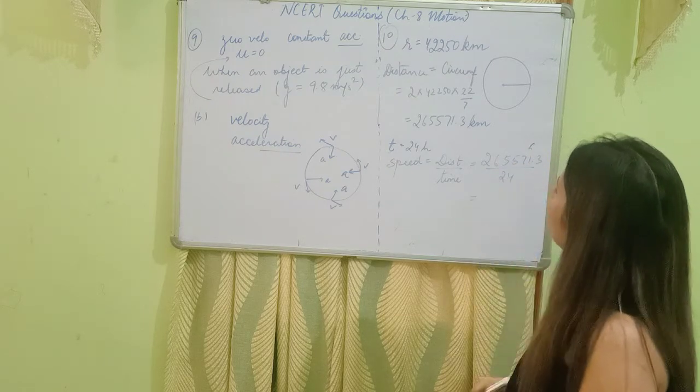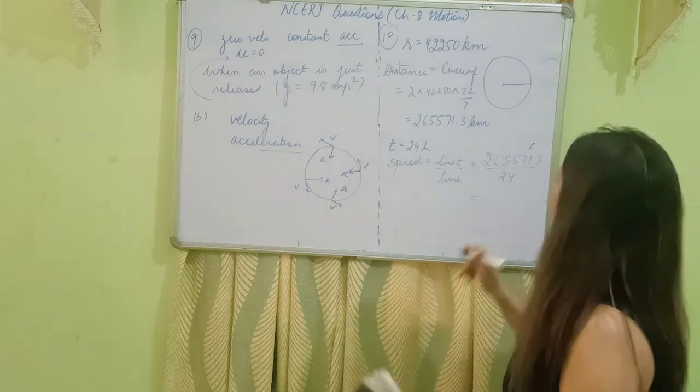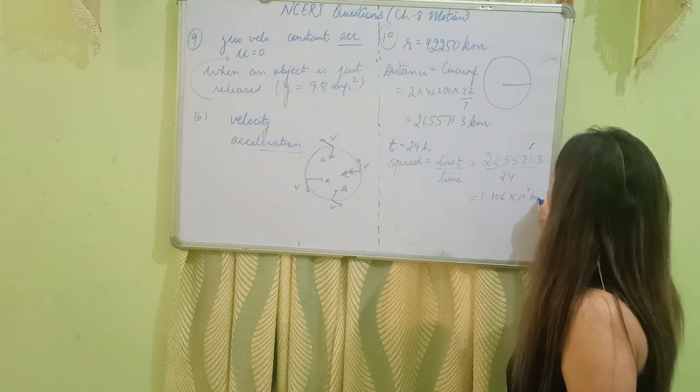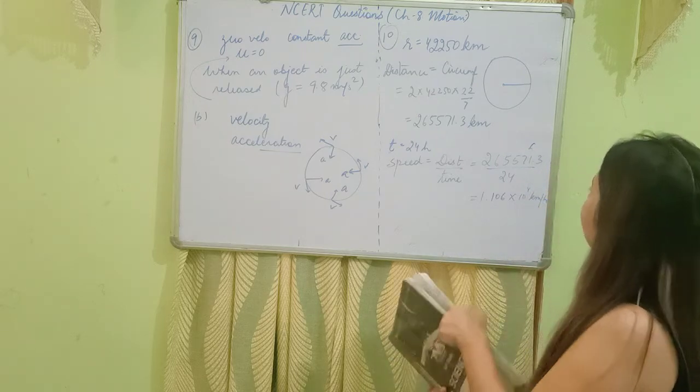We'll calculate in kilometer per hour only. It's 1.106 into 10 raised to power 4 kilometer per hour.